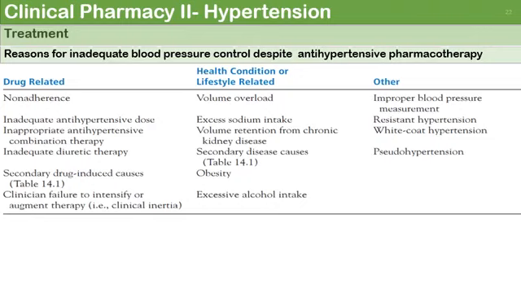Other causes include improper blood pressure measurement, resistant hypertension, white coat hypertension, and pseudohypertension. White coat hypertension means that a patient may get a rise in blood pressure when visiting the office for measurement, due to fear of the white coat or the medical staff. In this case, we should depend on self-monitoring of blood pressure by an electronic device.